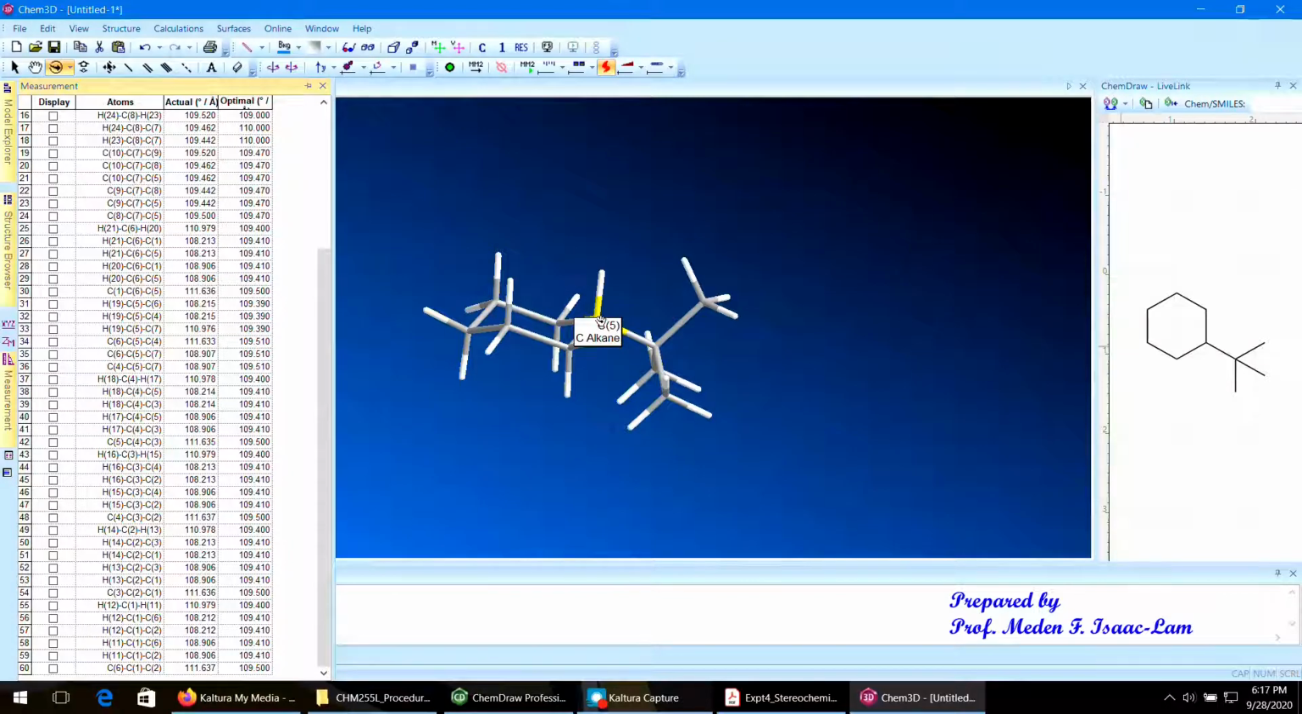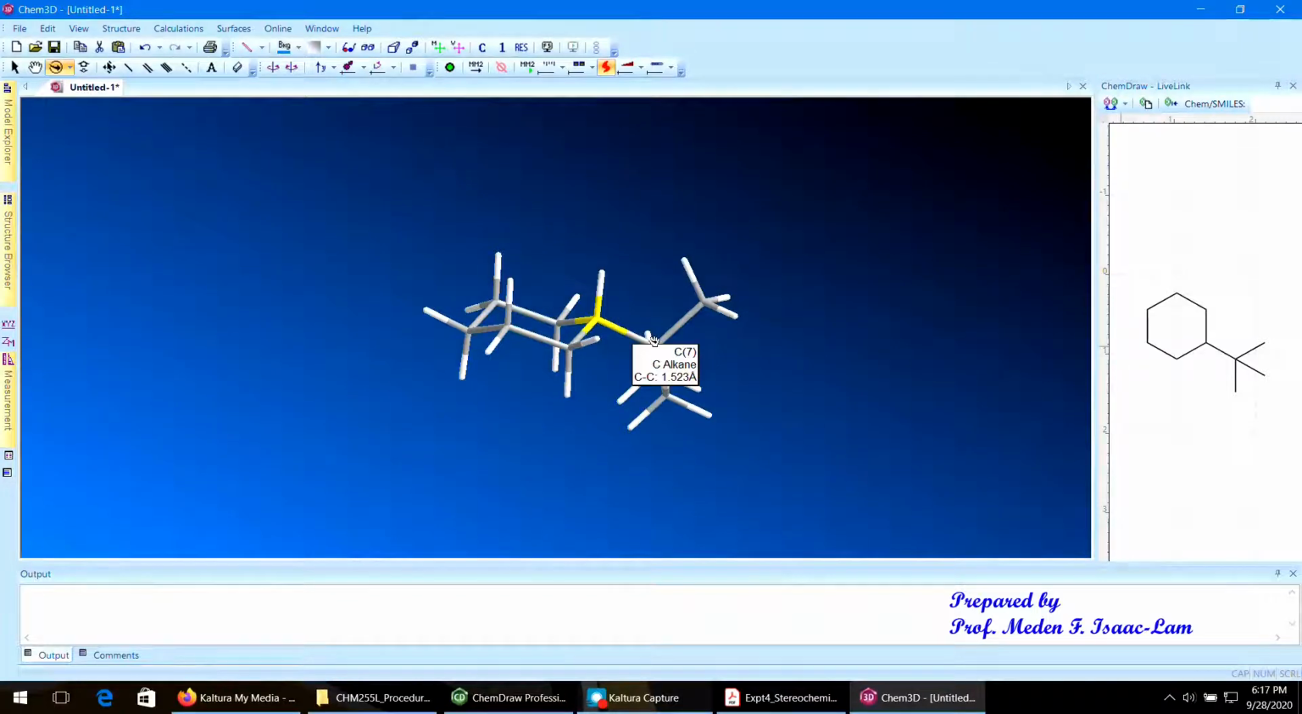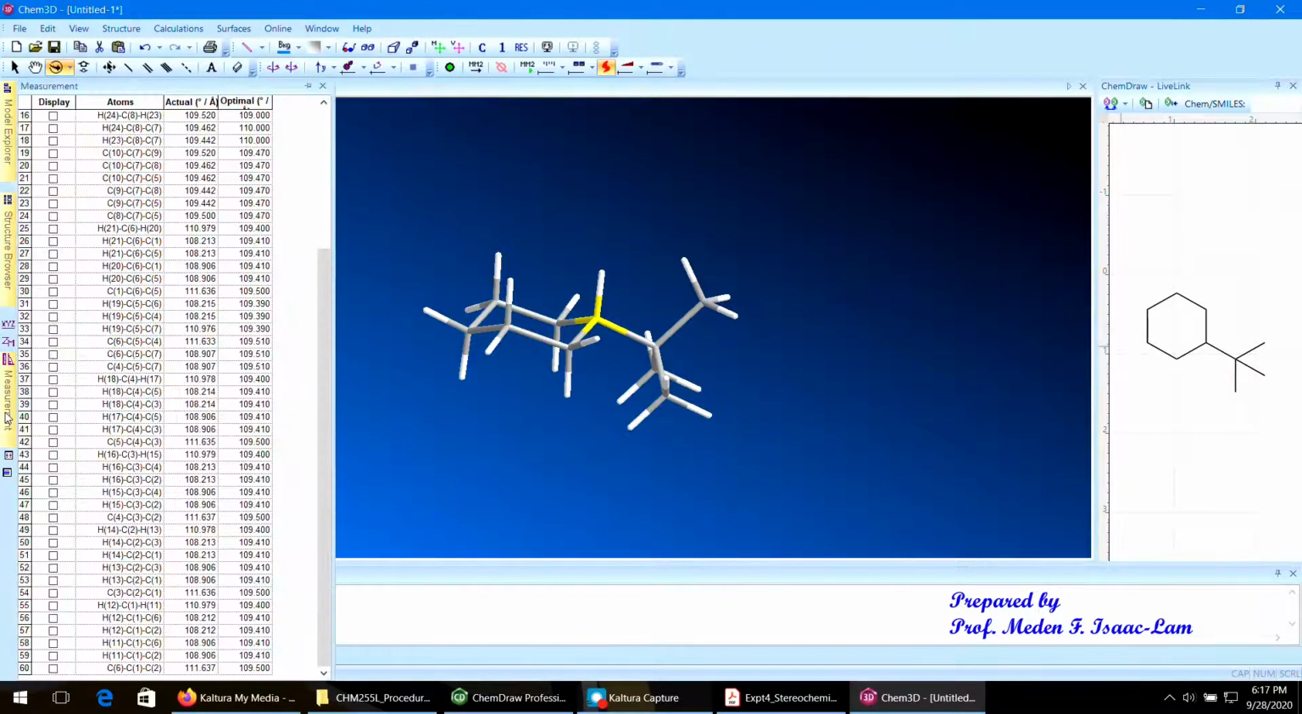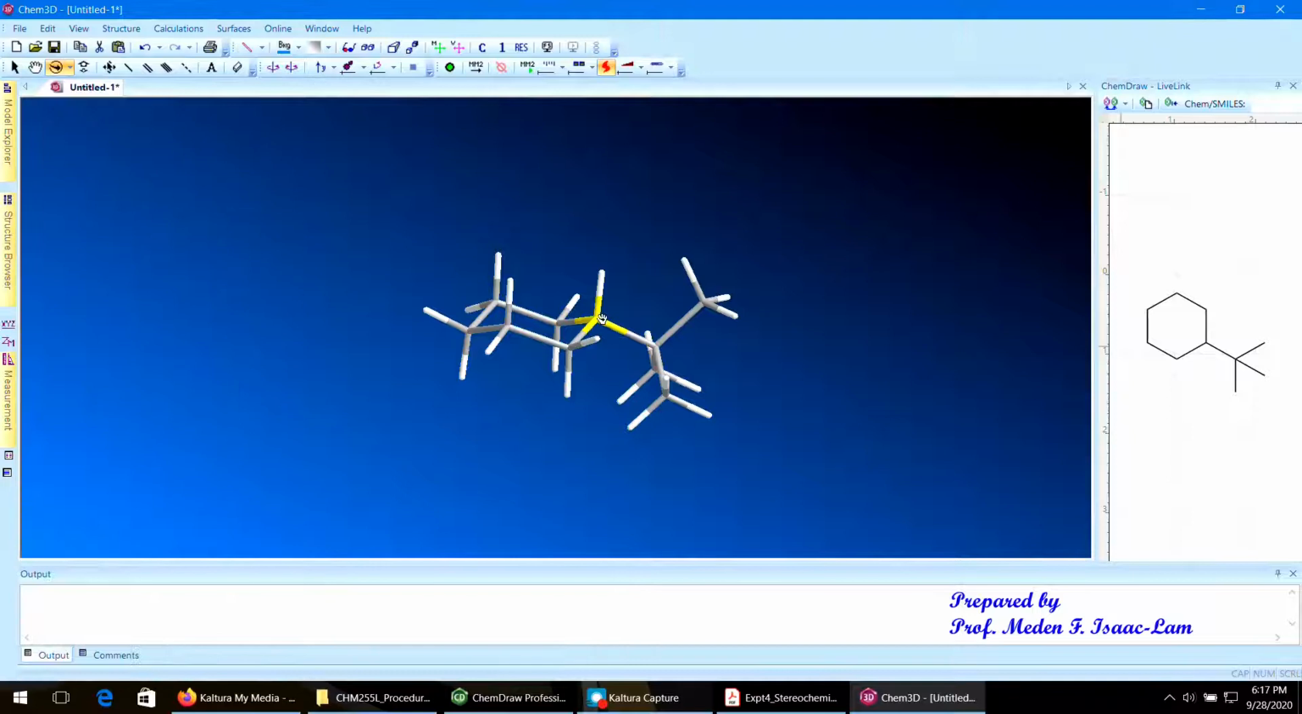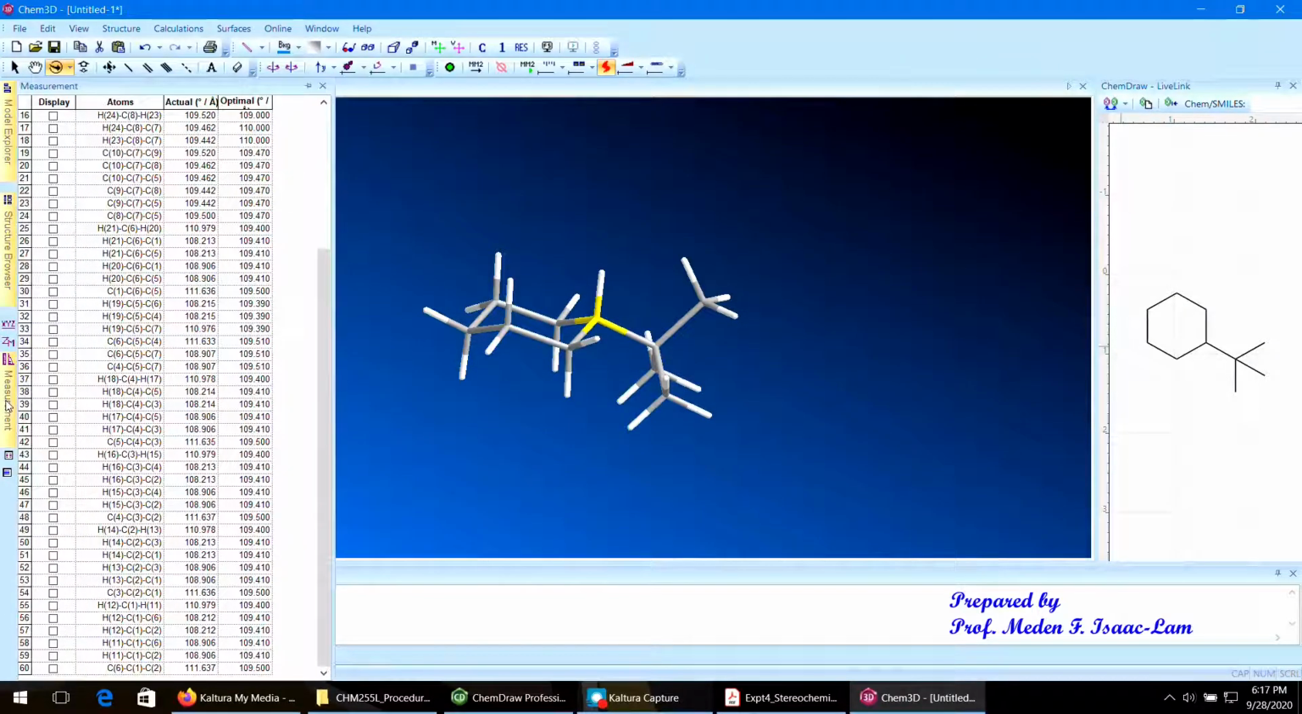So if I want to do this, I have actually C5, all right, and then this is C7, and then this is C10. So I go back here. So this carbon is C5, C7, and then C10. So we're going to look for that carbon. So measurements. So it's this one here. So if I highlight it, it's now measuring this angle. So this is the angle.